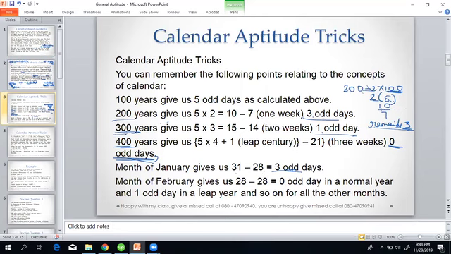The month of February gives us 0 odd days in a normal year, and in a leap year 1 odd day. And we can calculate for all other months, like we have calculated already. We calculated for November. In November there are 2 odd days because it is a month of 30 days. So 28 days plus 2 days means 4 weeks plus 2 days, which means 2 odd days.